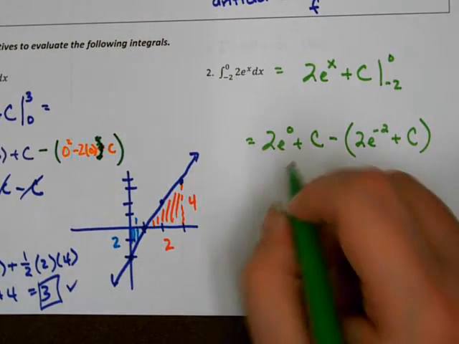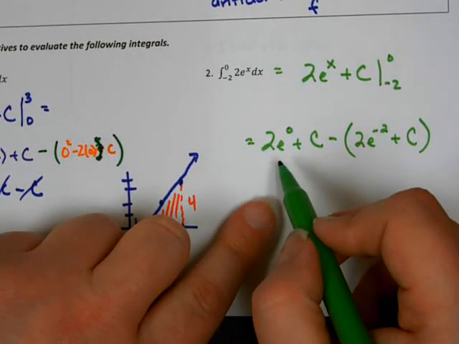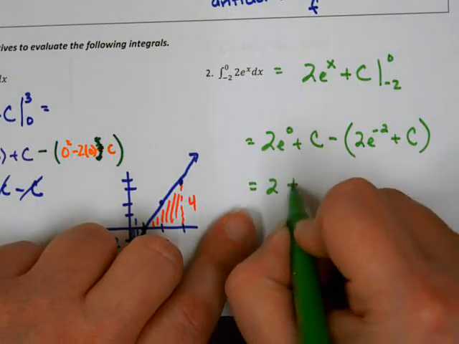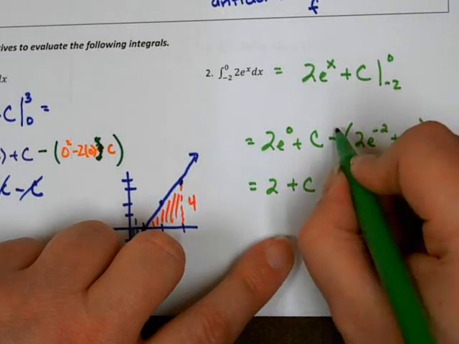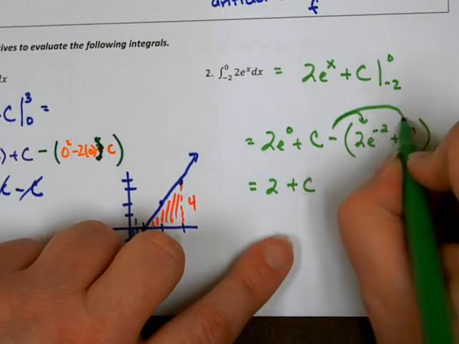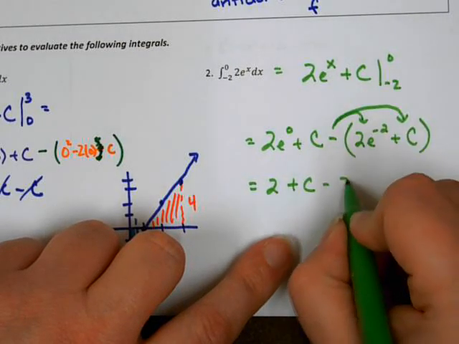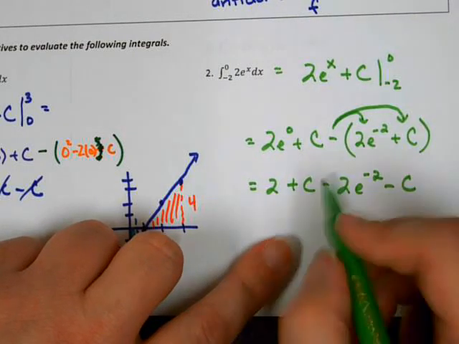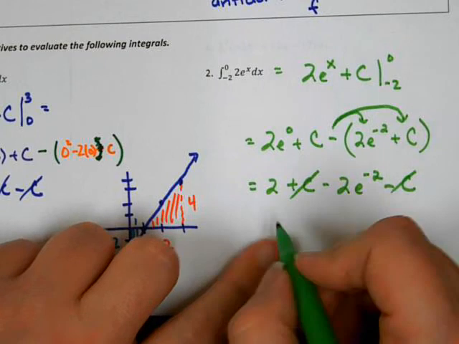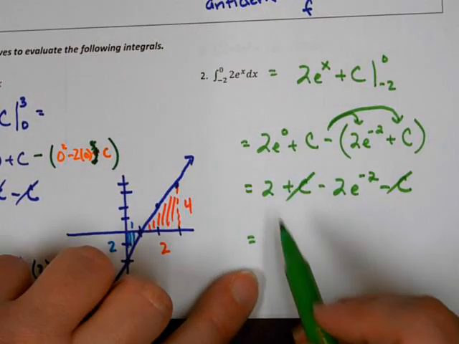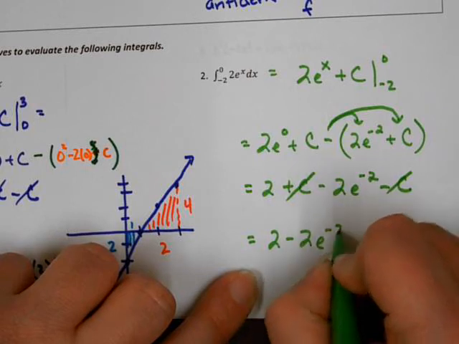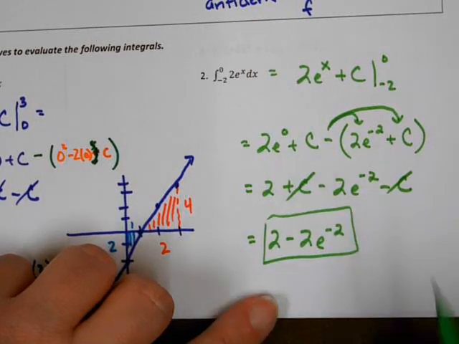And we're going to distribute the negative here, and let's start to simplify. We know that e to the 0 is 1, so this is really 2 plus c. And now I can distribute my negative in here. So we get minus 2e to the negative 2 minus c, and there we go. Our c's cancel each other. So we get that this integral is equal to 2 minus 2e to the negative 2. And there's our final answer.